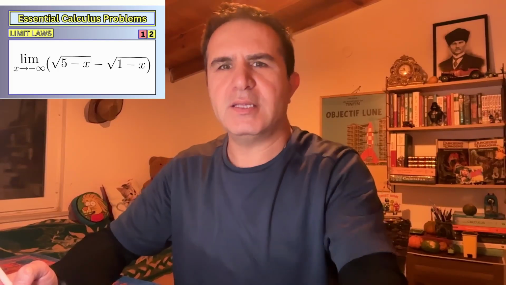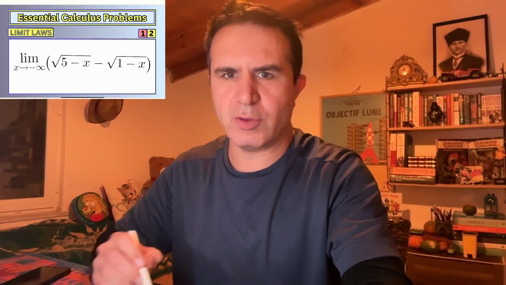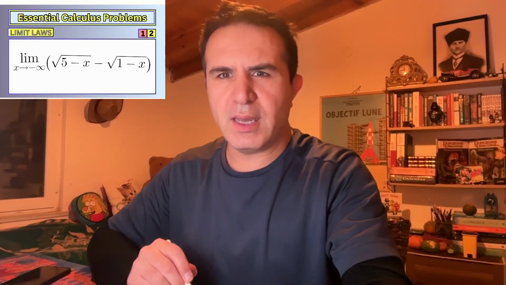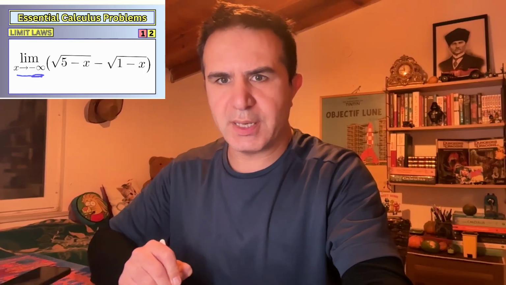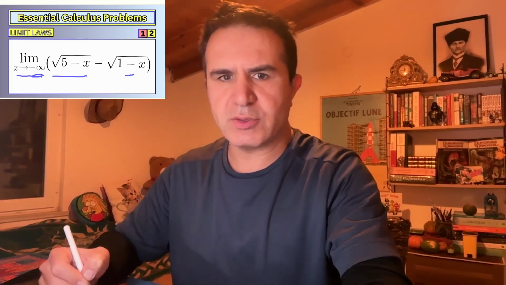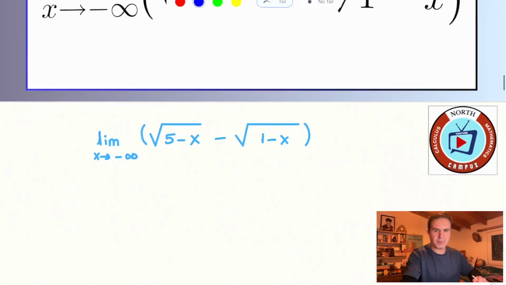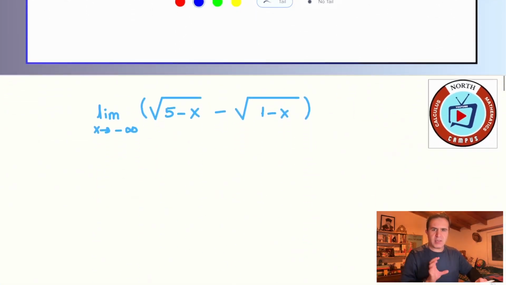Hello everyone. In this lecture of the Essential Calculus problem series, I will solve a limit problem. Limit as x approaches minus infinity, square root of 5 minus x minus square root of 1 minus x. Okay. Let's start by checking whether the direct substitution works here.